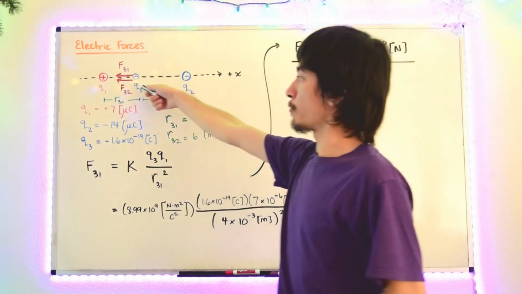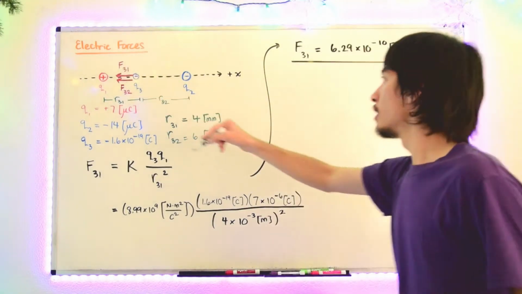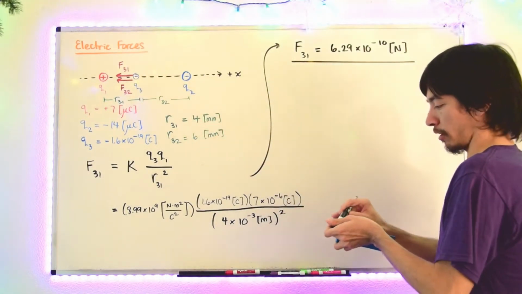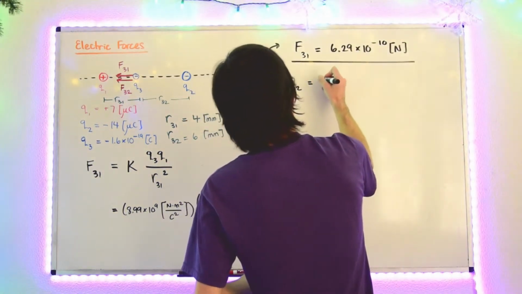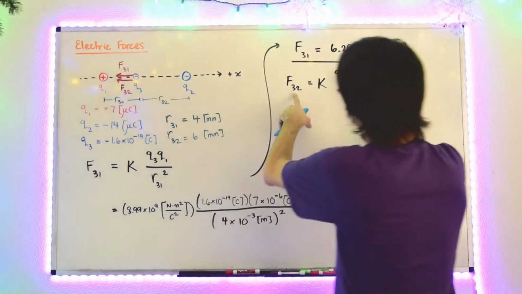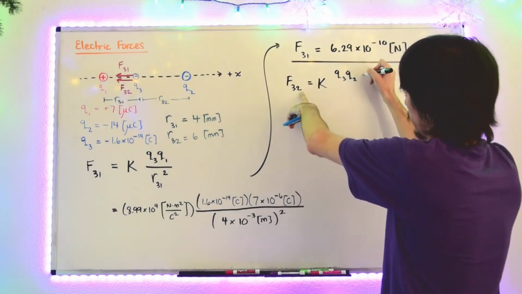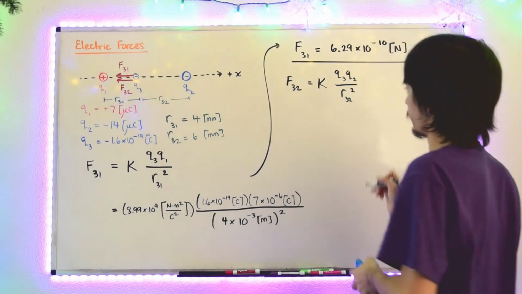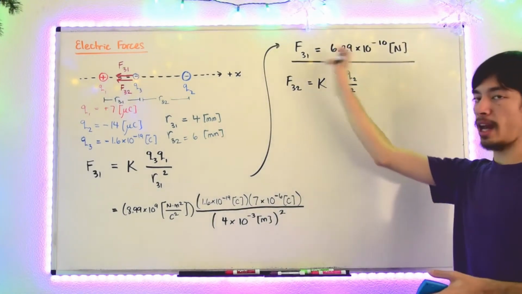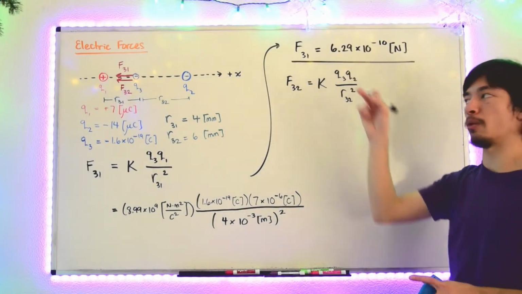We need to find the force F32 as well. So we're going to repeat this process real quick for F32. F32 equals K Q3 Q2 over R32 squared. Okay. So everything has to do with charges 3 and 2 now. We're going to ignore 1.